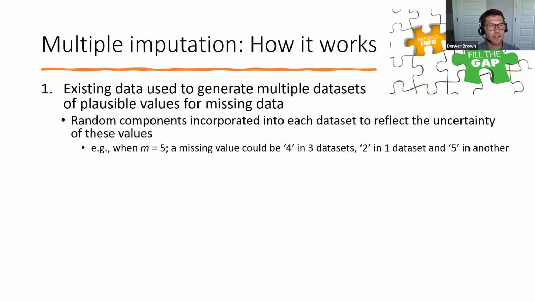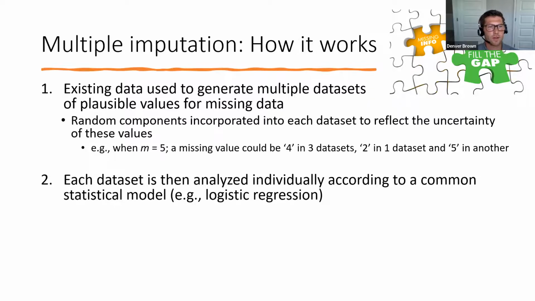So what would it look like in our 5 multiply imputed data sets? For one value, you could have a missing value that could be 4 in 3 of the data sets. It could be 2 in one of the data sets, and then 5 in another. So not every value is going to be the same, and that reflects that random component that's brought into the analysis.